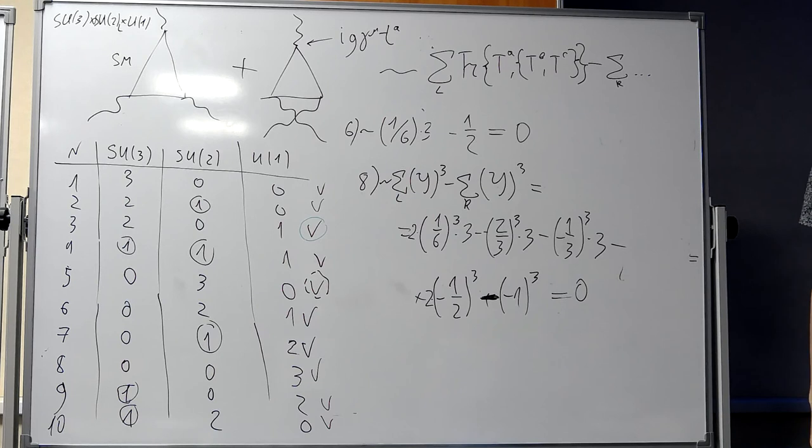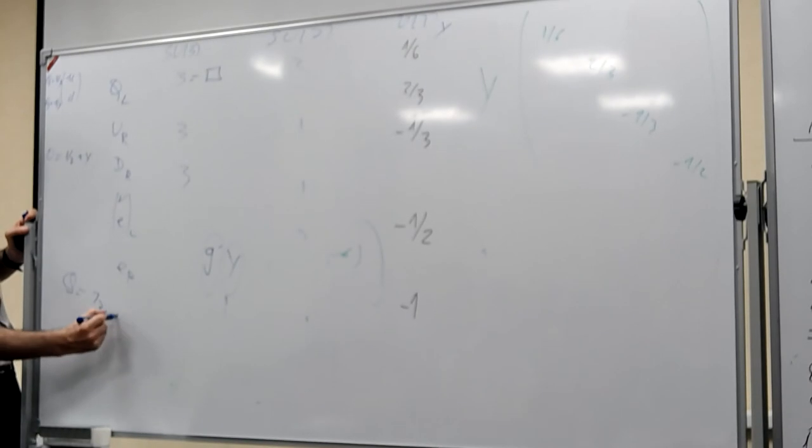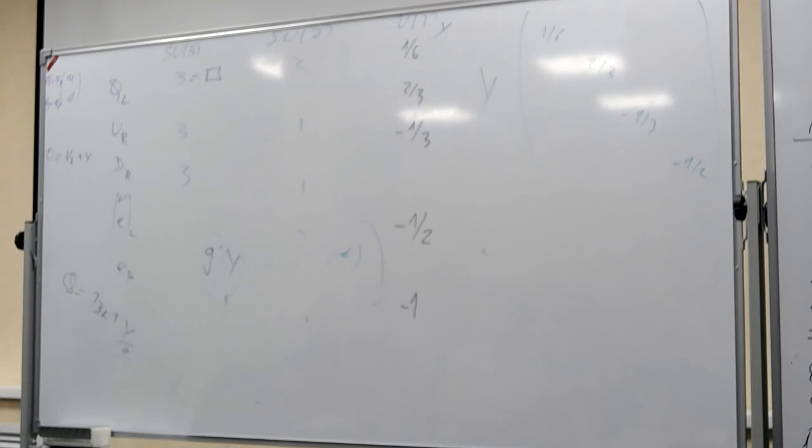But of course, you can always change the normalization of the charge, and this will change the normalization of the gauge coupling in such a way that the product is fixed. That's why some books use Q equals T3 left plus Y, or Y over 2, or Y over 4. They are all correct, as long as they specify how they normalize the hypercharge. It really depends on the normalization of the U1.